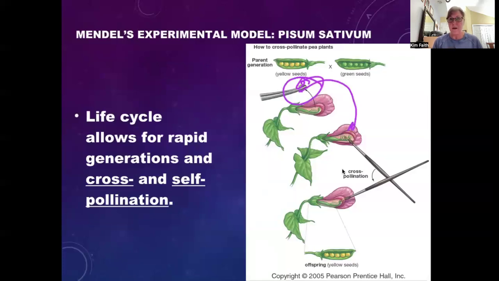Now, there are two types of pollination in plants. There is self-pollination, so like this flower could pollinate itself, or the pollen can go to another pea plant and pollinate a different pea plant that may not be identical to itself. That's called cross-pollination. So self-pollination versus cross-pollination.